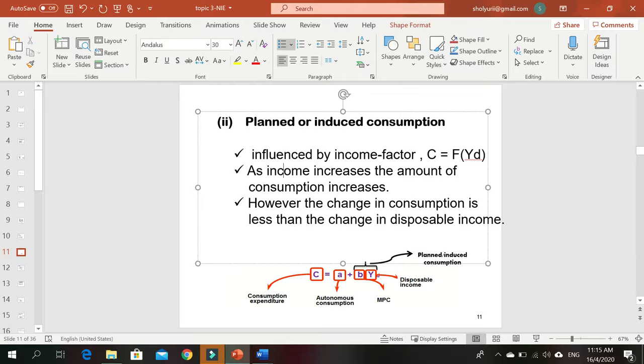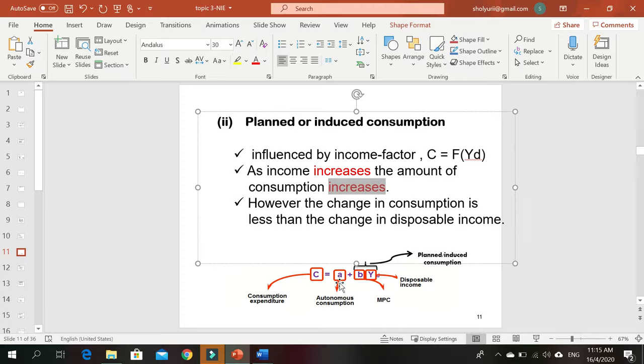As income increases, sekiranya pendapatan kita tinggi, consumption untuk plan ataupun induce akan meningkat juga. However, the change in consumption is less than the change in disposable income. Dan biasanya, kita tak akan berbelanja lebih daripada pendapatan kita lah. Okay, so that's why kita dapat equation untuk C.